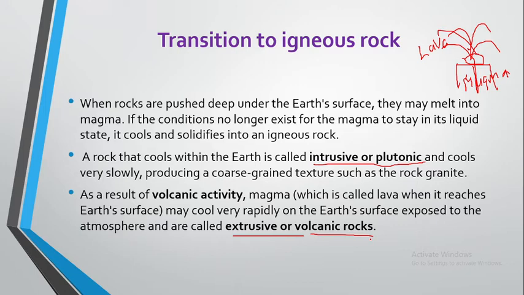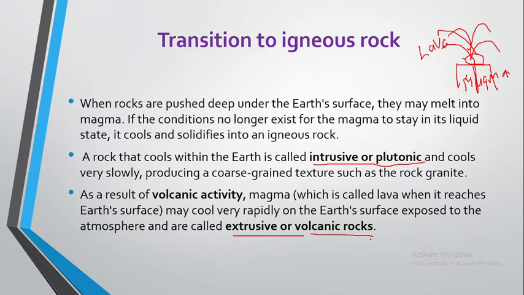It produces coarse-grained texture. Since it is developed or consolidated inside the earth, it will be very big pieces. Okay, very big pieces. That is, it shows coarse-grained texture. So one very simple example for this intrusive igneous rock, or plutonic rock, is granite. Granite is an example of intrusive igneous rock.